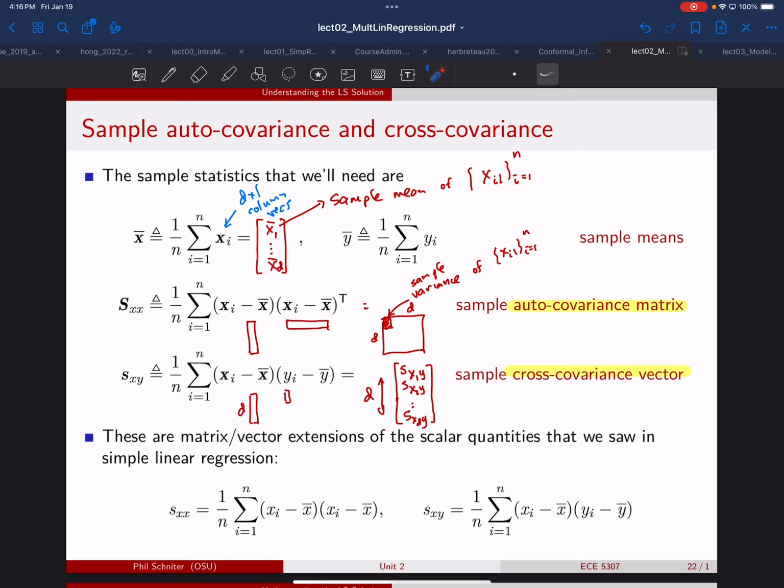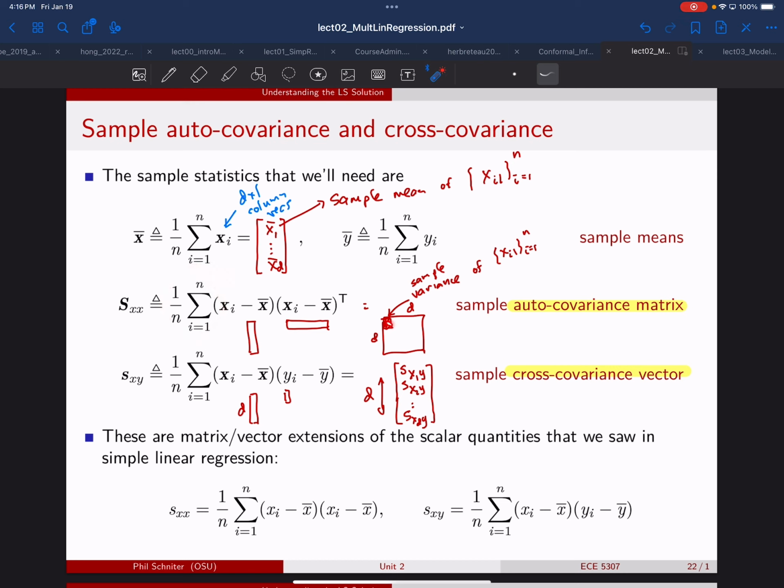The next thing we did is we defined the autocovariance matrix. So here we have xi minus its mean. That's going to be a column vector. And we take the same thing but transpose it. So now we have a tall column vector times a row vector. That is going to give you a full matrix. And we're averaging that quantity again over the data. This is known as the autocovariance matrix.